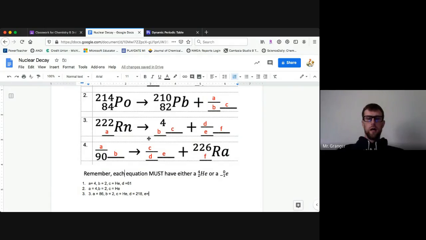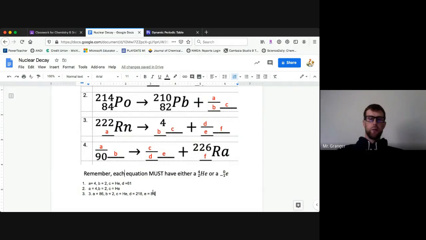And again, looking at these atomic numbers going across the bottom to figure out what letter E is over here, remember that letter A was 86, and then the alpha particle decayed off of that, taking 2 protons with it. So 86 minus 2 is going to equal 84. Okay. So letter E is atomic number 84.